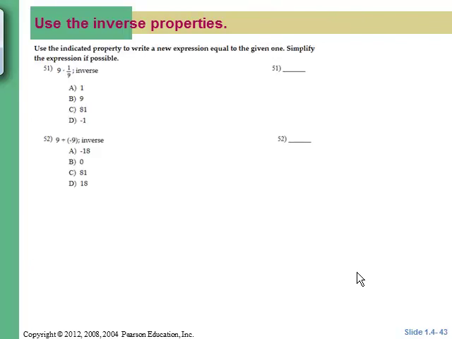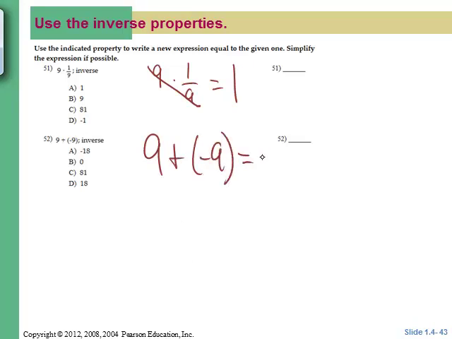Okay, let's do some more work with inverse properties. Use the indicated property to write a new expression equal to the given one and simplify your expression. So 9 times 1/9, use the inverse property. 9 times 1 over 9, these cancel and you get 1. 9 plus the opposite of 9, negative 9, and you get 0.